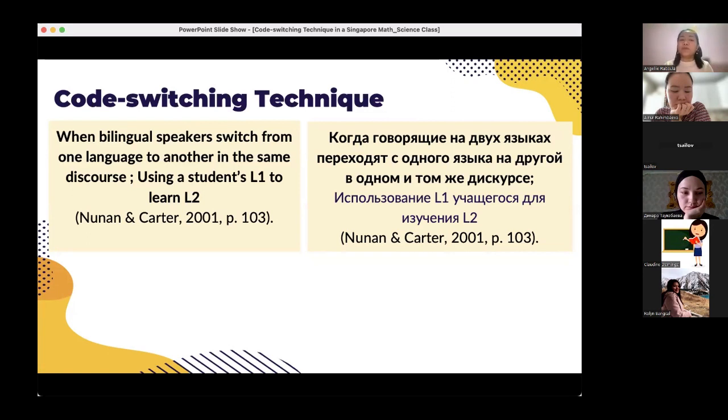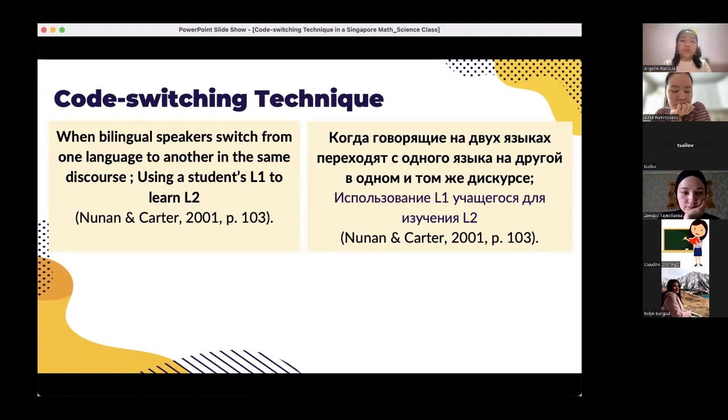But code switching happens when bilingual or trilingual teachers like you switch from one language to another in the same discourse. To make it simple, you use the student's L1 or first language to learn the second language. Actually, teachers, there was an idea when I was starting English language teaching that says you shouldn't translate when you are teaching Kazakhstani or Russian students. However, what I found out in my courses and in my current field of study is that when we integrate the use of the student's first language, they can easily make connections with their second language.